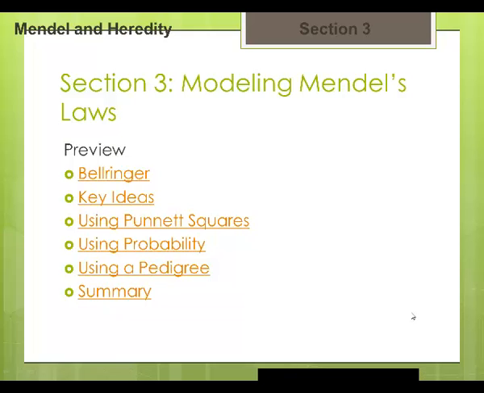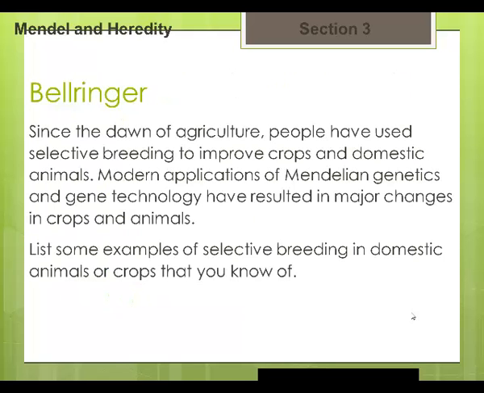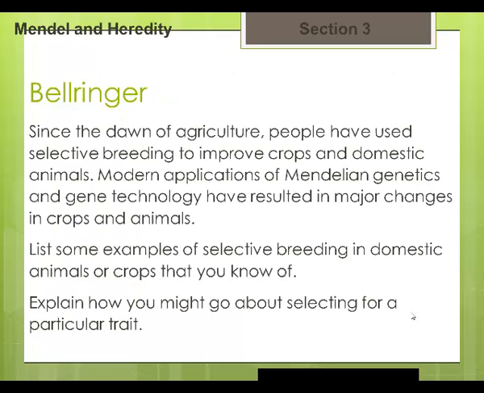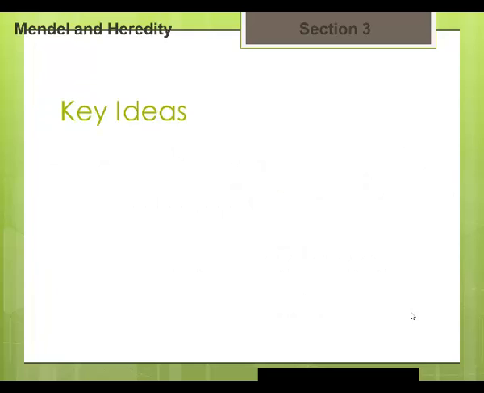Genetics Section 3, Modeling Mendel's Laws. So we did our bell ringer. We'll look at key ideas here in a second. We'll look at using Punnett squares, using probability, using a pedigree, and then we'll summarize the section. So again, our bell ringer, just talking about selective breeding and some of the things that we go about selectively breeding, and then how you might go through that process of selective breeding.